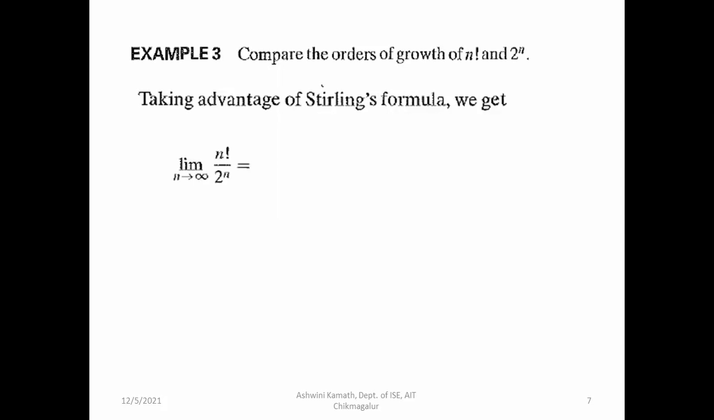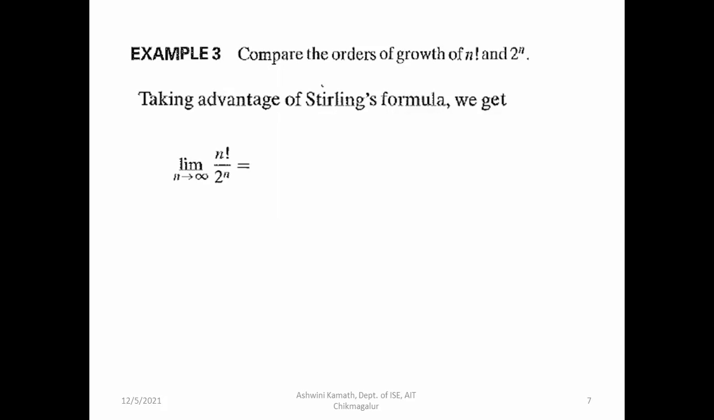Compare the orders of growth of n factorial and 2 to the power of n. This is the third example. We are going to compare the orders of growth of n factorial and 2 to the power of n. n factorial is t of n and g of n is 2 to the power of n. Taking advantage of Stirling's formula, we apply it here.